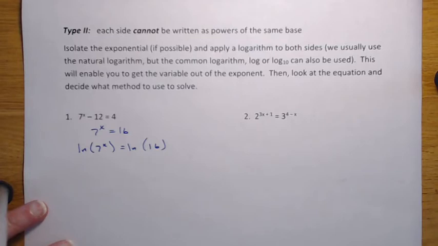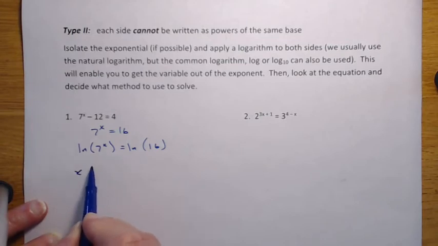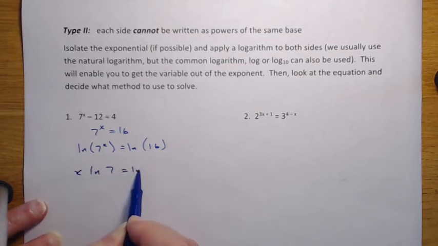Now this looks worse, so it doesn't look like this is helping us solve, but the reason we want to introduce an ln here is because one of our log rules says ln of 7 to the x, we can bring that power down in front. Why is that nice? Well, because now this is a multiplication. I know how to isolate x. If it's x times ln 7, I just have to divide.